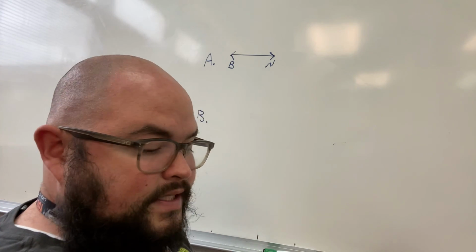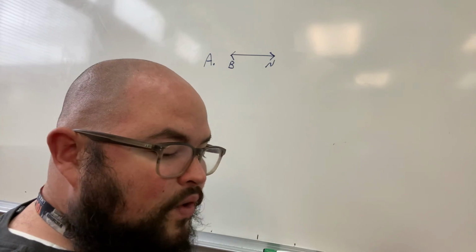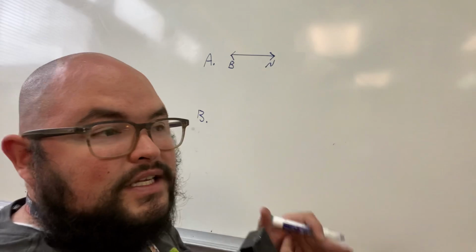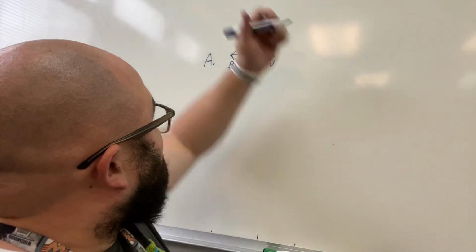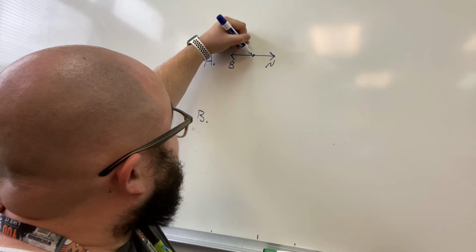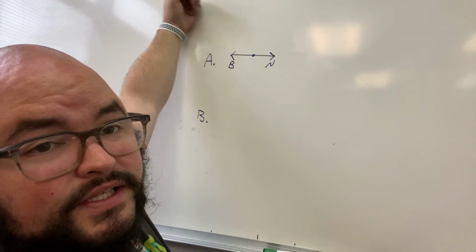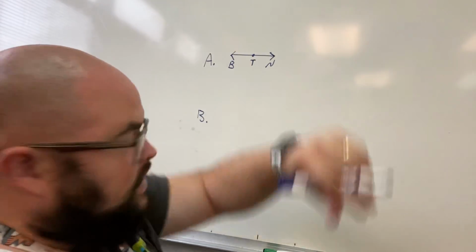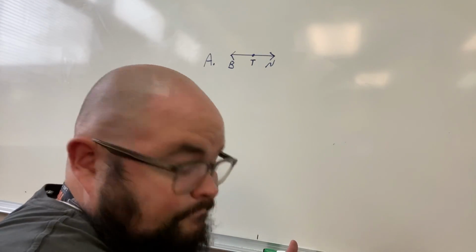Okay, second part of A says draw and label a point T on it. T, the letter T as in tall. So we can pick anywhere. I'm going to go right in the middle. So we're going to put our point. Remember, it's just the dot. Okay, point T. That's it.